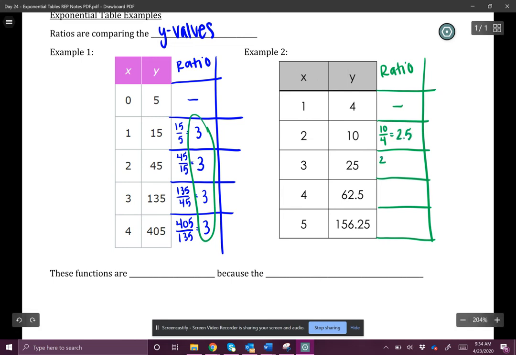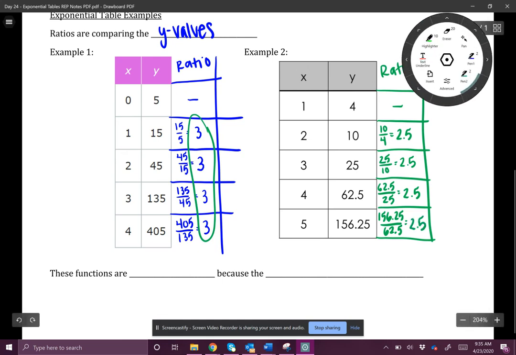All right. 25, my next y value, divided by the previous y value of 10. 25 divided by 10 gives me 2.5. Next, I go to my y value of 62.5, and I divide it by my previous y value, which is 25, and I get 2.5 again. Again, a good sign. My next y value is 156.25, and when I divide that by 62.5, I get 2.5. Perfect. So if you notice, my ratios are all the same. So that implies this is an exponential function.